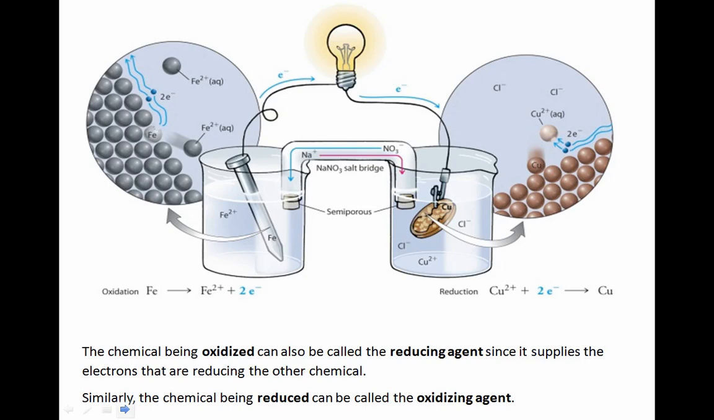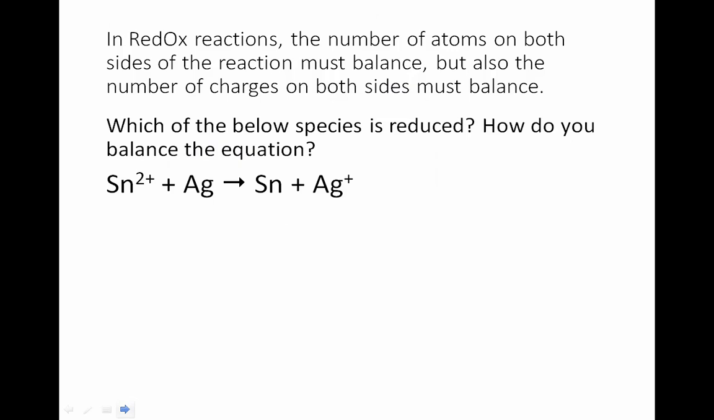In a redox reaction, the number of atoms on both sides of the reaction must balance, just like every other type of reaction. If there's 5 hydrogen atoms on the left, you need 5 on the right. But the thing that matters in redox reactions is not only do you have to balance everything else, but you also have to balance the charge. So the charges on both sides must balance. Why?